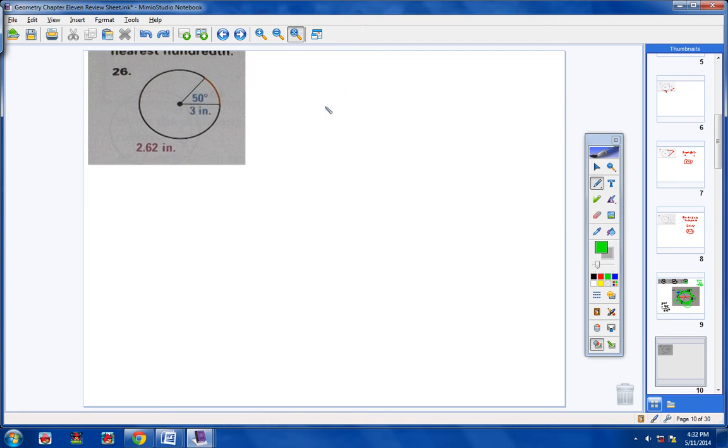Step one was to find the circumference of the circle, which is 2 pi r. So 2 times 3.14 times the radius, which is 3. So with my calculator, I'm typing this in, and I'm getting 18.84. So there's step one. I found the circumference, 18.84.